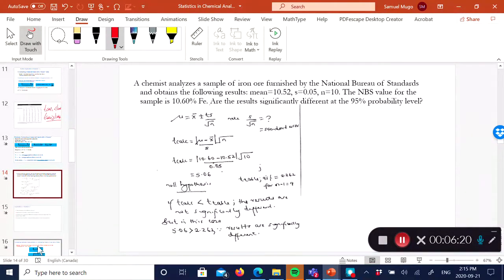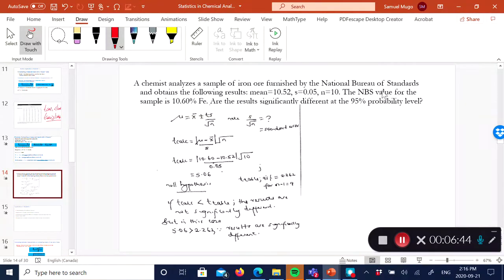Maybe you can try this at home. You've got another set of data here. A chemist analyzes a sample of iron ore that is furnished by the National Bureau of Standards. Those are the organizations that make standard reference materials. And you get the following set of results from your experimental method.